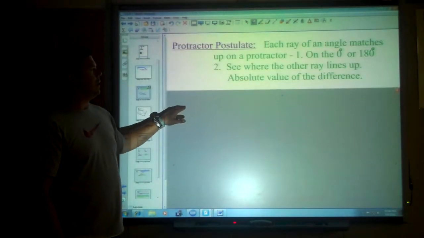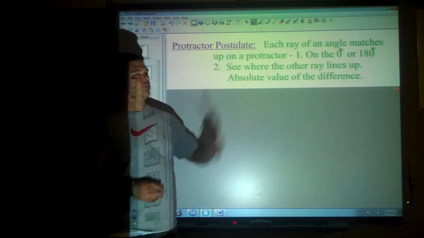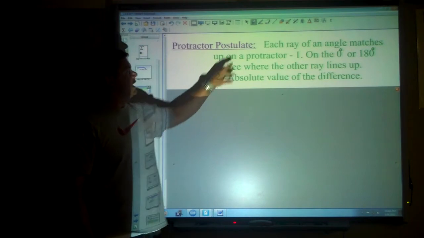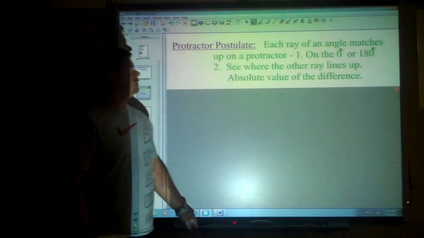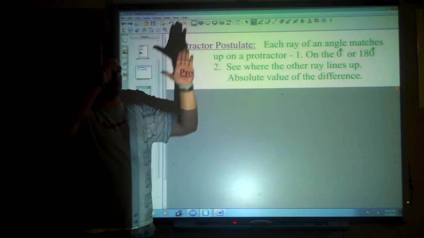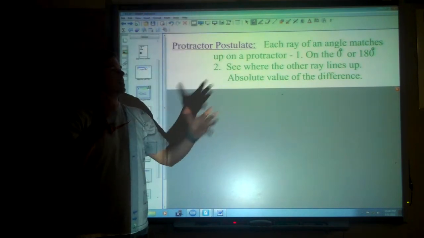All right, the protractor postulate. Now remember, a postulate is something that we accept as fact without any proof. Each ray of an angle is going to match up on a protractor. So each of the rays matches up with a protractor. That's how we determine the space in between.